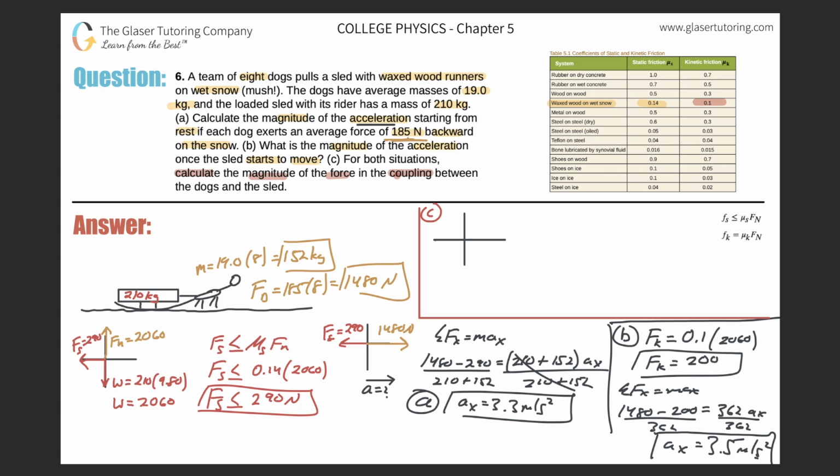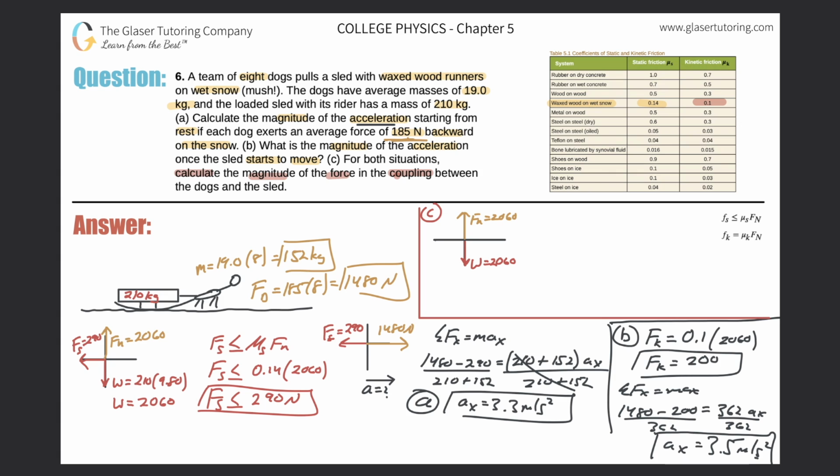So the sled has a weight, correct? What's its weight? Well, that hasn't changed, right? We calculated the sled's weight before to be 2060 newtons. So the weight here is 2060, okay? The normal force is still the same, right? That hasn't changed either. So the normal force pointing up is still literally the same thing. It's still going to be 2060, okay?